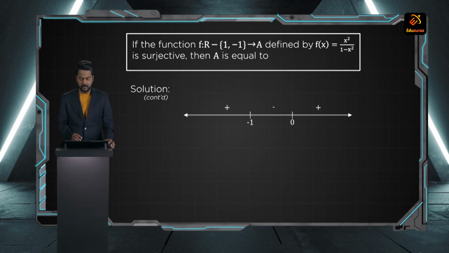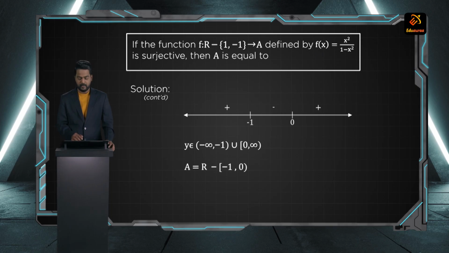So the answer of y will belong to what? Will belong to minus infinity to minus 1 union what? 0 to infinity. For 0 it should be close bracket. For minus 1 it should be open bracket, because y should not be equal to minus 1.